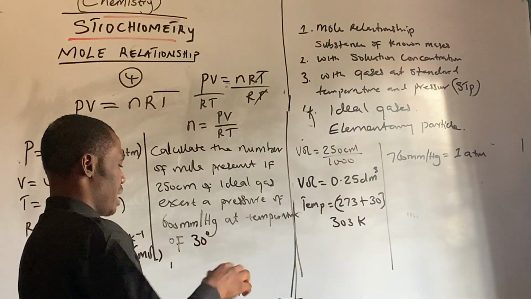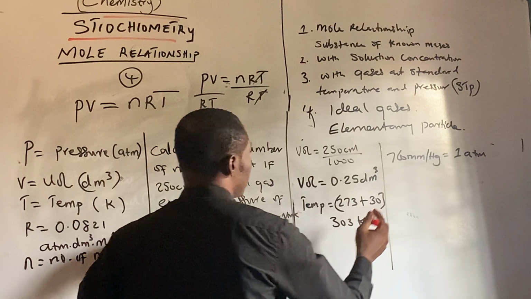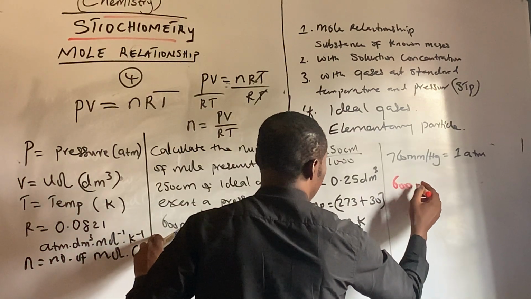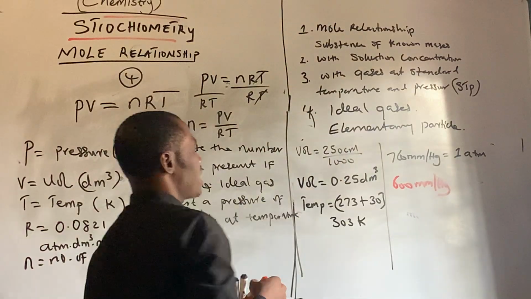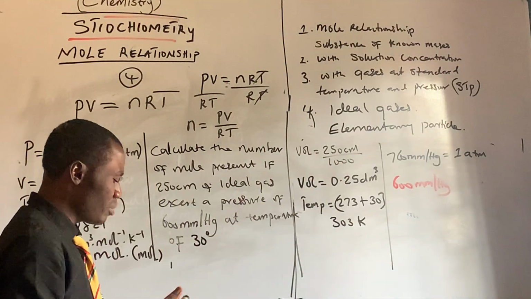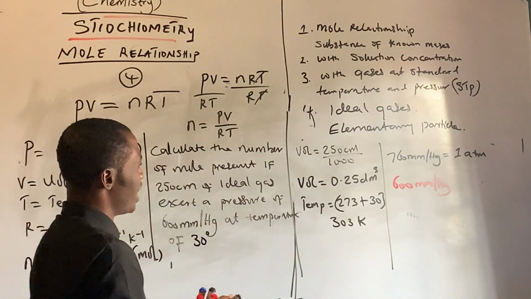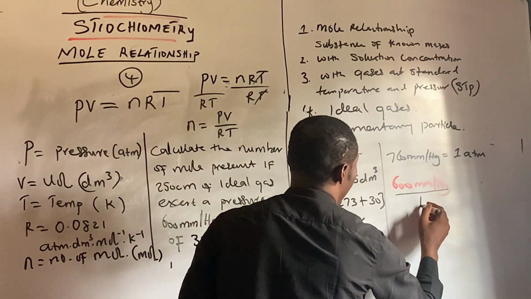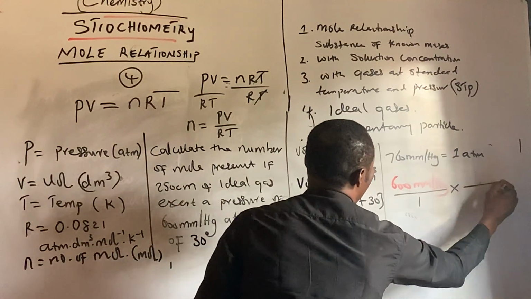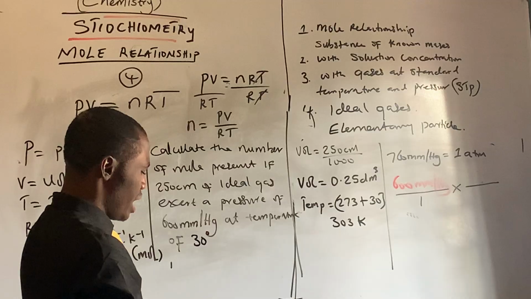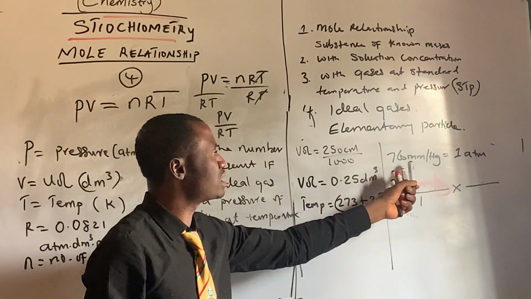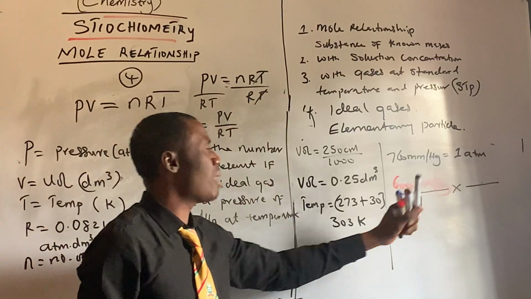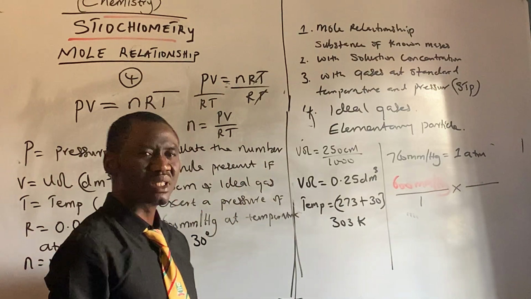Let me use a red pen. 600 millimeter mercury, that is what we are starting with. That's what we are given. So we are starting from there, dividing it by 1. We'll use our conversion factor fraction, in which we put 760 millimeter mercury in such a way that millimeter mercury will cancel out millimeter mercury.